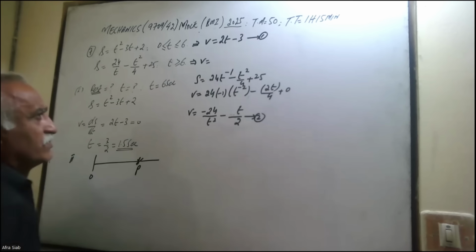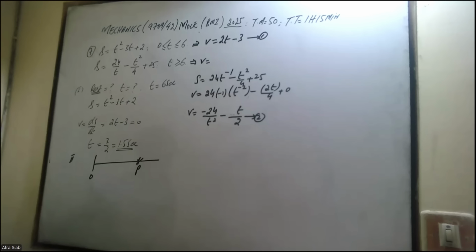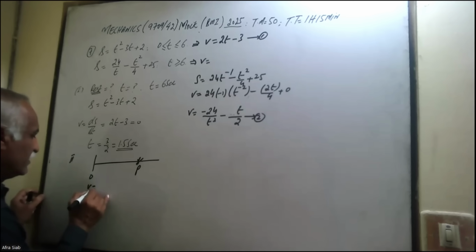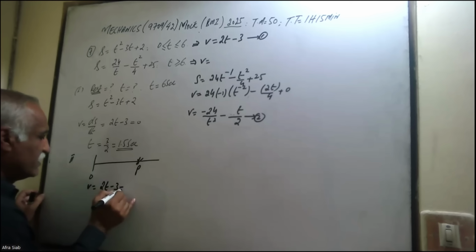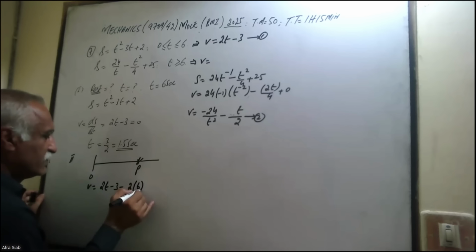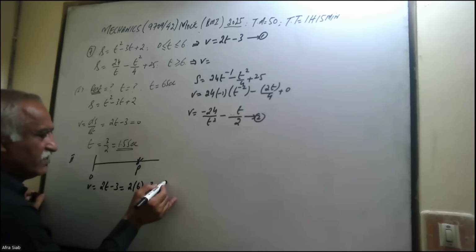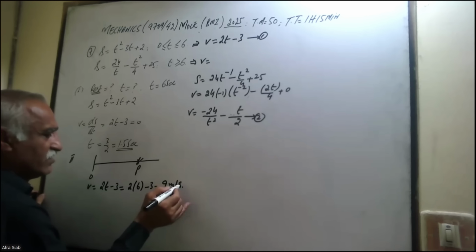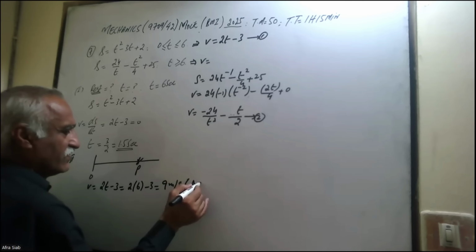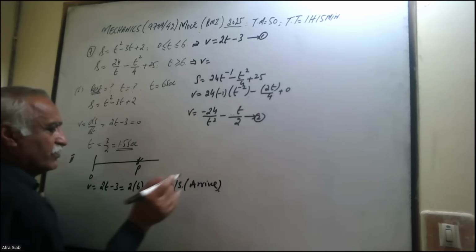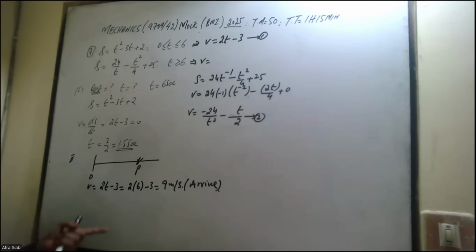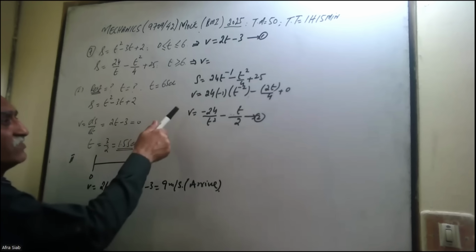So it hits the barrier at 6 seconds. Before that, the velocity is given by v = 2t − 3, which is 2 × 6 − 3 = 12 − 3 = 9 meters per second, when it arrives. And when it leaves the point P, the velocity is given by the second expression.